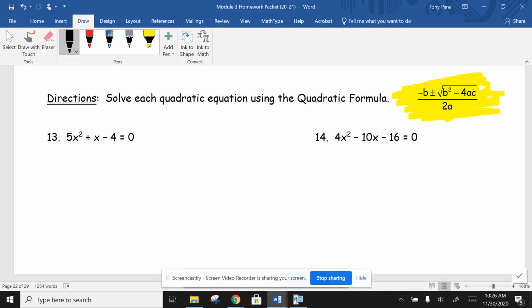If I want the opposite of b, well, let's label all of them first. Let's make sure we got that part. Our A has to be the 5, as long as it's in standard form, which this is. Our B has to be this 1. And then the C needs to be -4.